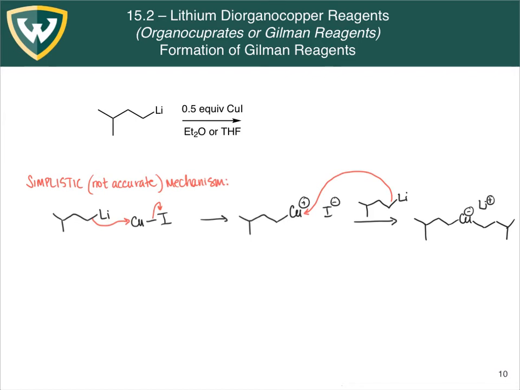And then now here's the I- that balances this positive charge. We're going to add 2 electrons to this copper. So +1 and then -2 makes -1. So our formal charge on copper is now negative, and the counter ion for that is the Li+. So this thing overall is the Gilman reagent, or it's also called a dialkyl cuprate.